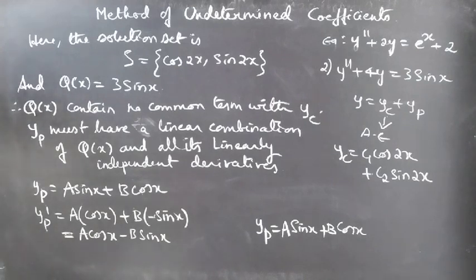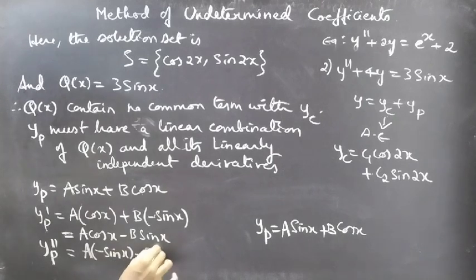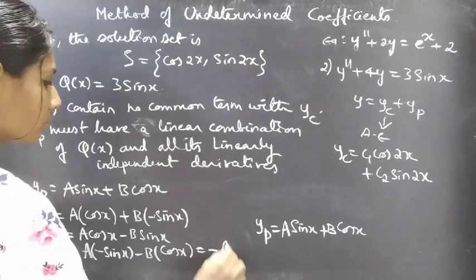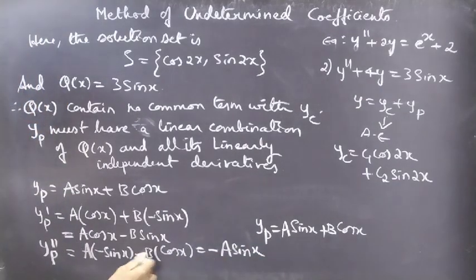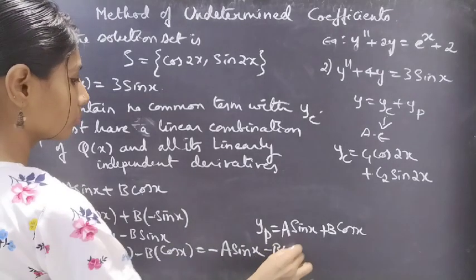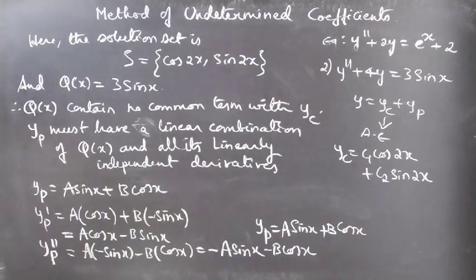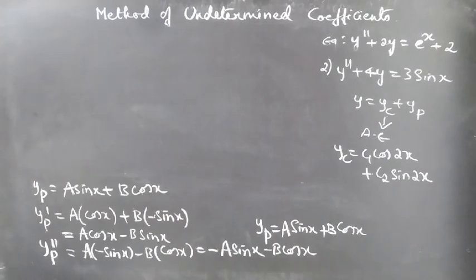Now find yp double dash, that is the derivative of yp dash: a into derivative of cos x is minus sin x, minus b into derivative of sin x is cos x, which gives us minus a sin x minus b cos x. So we should choose a yp such that it satisfies the given differential equation, because yp is a particular integral, a part of the solution, and it also satisfies the given differential equation, right?